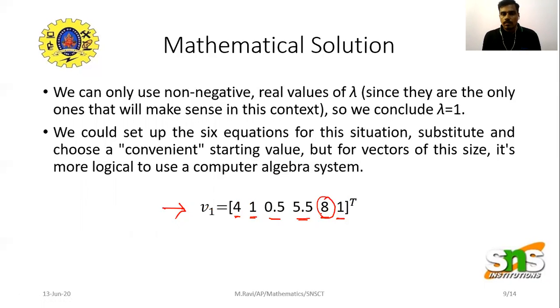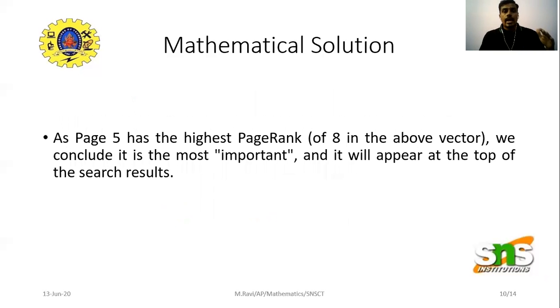So out of this, 8 is the highest value. What does it imply? This is the first page, this is the second page, this is the third page, this is the fourth page, and this is the fifth page. So the fifth page has the most relevant content. The fifth page has the highest rank. So the fifth page will appear on the top of the search. Okay, so this is how the Google search engine works.